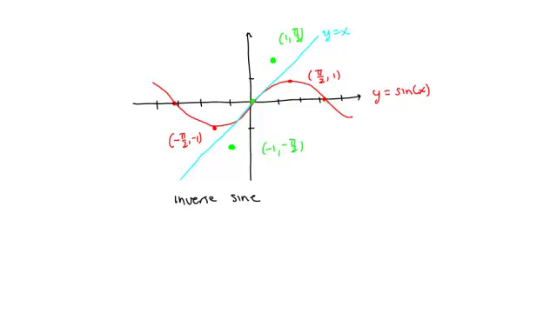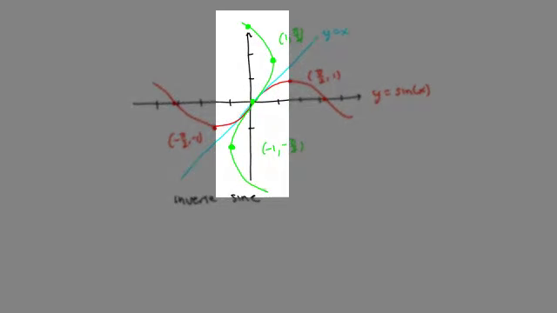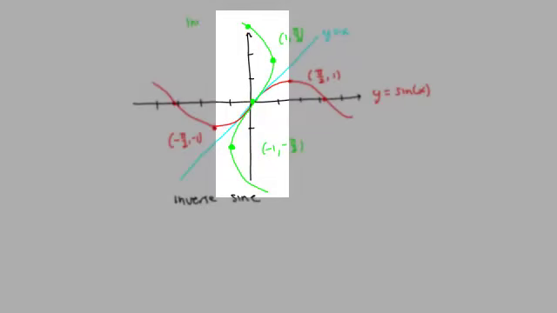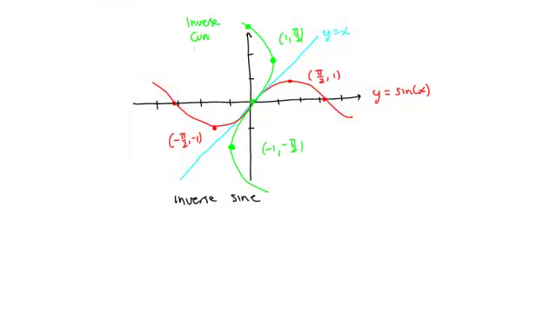This point right here, where it crosses the x-axis at pi, 0, would become 0, pi, so 0, pi would be roughly up here. And so that's going to give me enough information to sketch what the mirror image would look like. So the curve in green is the inverse curve for the sine function.